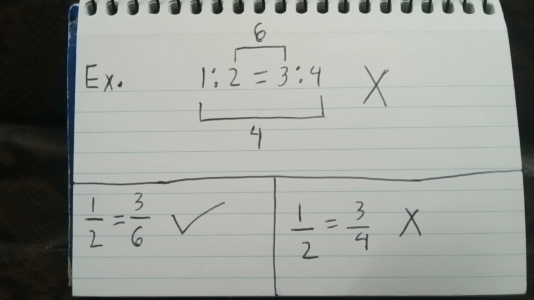And for the other example, 1 half is equivalent to 3 over 4. So let's try cross multiplying them. 1 times 4 is 4 and 2 times 3 is 6. So that means the answer is not a proportion.